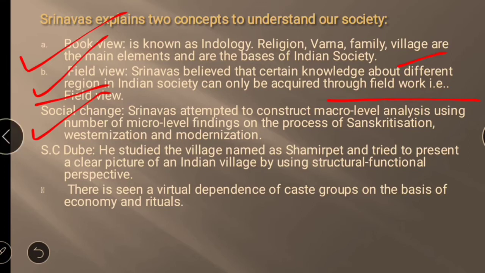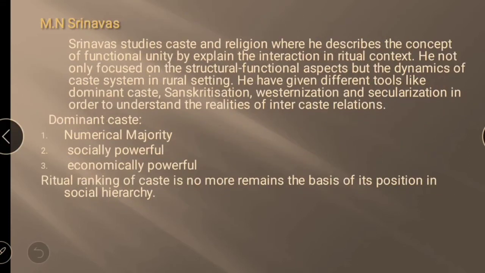So let's understand first about dominant caste. What is actually dominant caste? Before that you have to understand that he studied this concept in Rampura village, where he observed the ritual ranking of caste is no more based on position in social hierarchy, but there are three important factors such as numerical majority, socially powerful, and economically powerful. These are the three important elements that determine the social position in the society.